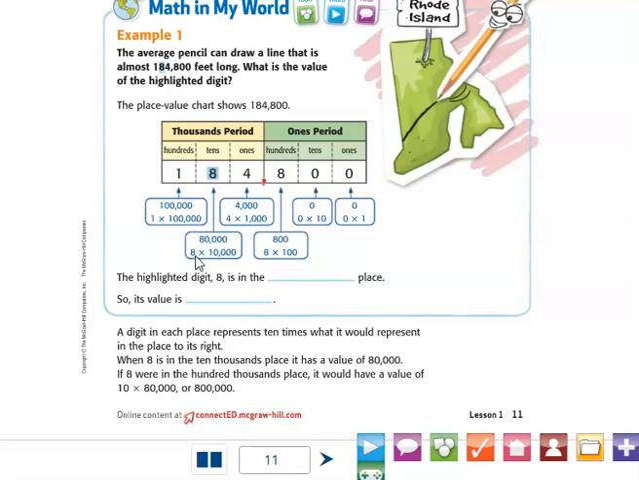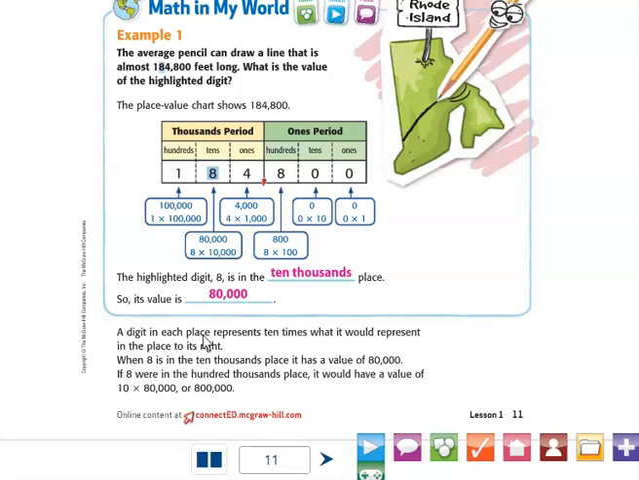Another way to write it is to write it 8 times 10,000, and this is basically the digit times the place value. You'll notice it'll always be a 1 and then whatever place value it is. For these multiplication ones, whatever the digit is times the place value. The highlighted digit 8 is in the 10,000 place. So its value is written right here, 80,000. And as you can see when I turn the answers on, the highlighted digit 8 is in the 10,000th place, so its value is 80,000.